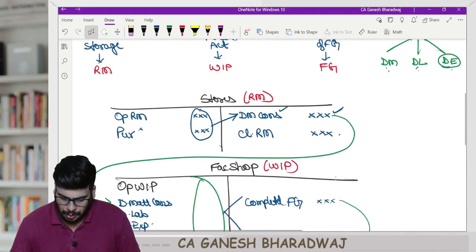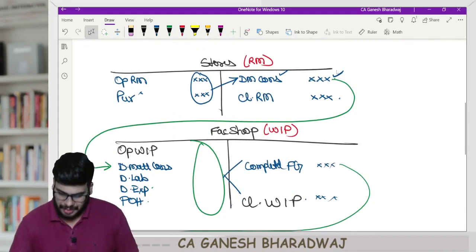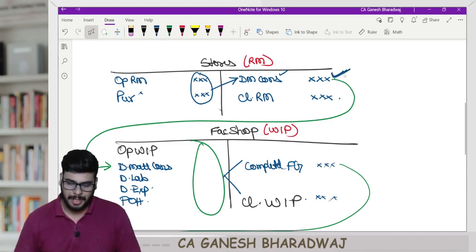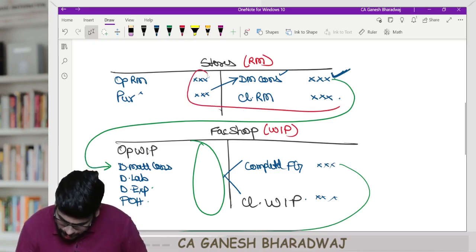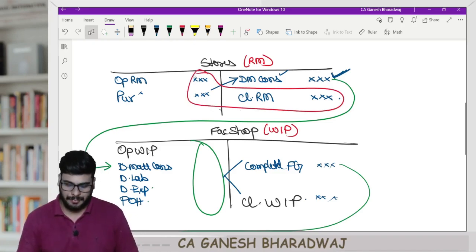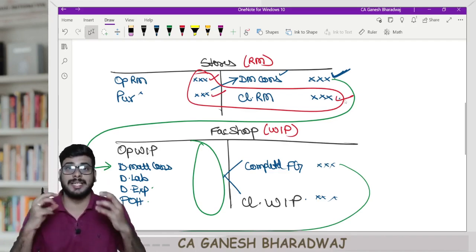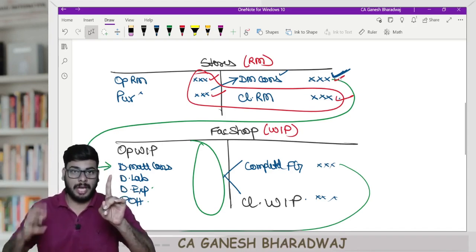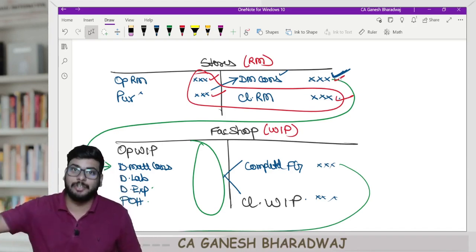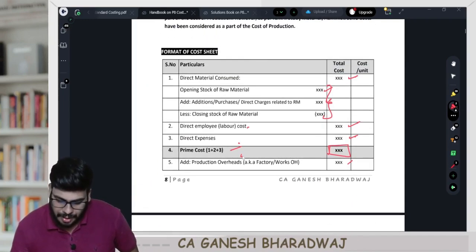Now to sum it up, in the stores area, first we need to arrive at direct material consumed, right? How will you arrive at that figure? Very simple. You take an adjustment of these three figures: opening stock of raw material plus purchases minus closing stock of raw material. If you do that, you get the direct material consumed, because I'm only bothered about the amount of raw material cost that enters into my machines, that is my factory shop. Clear with this? This is the first segment of the format of the cost sheet.